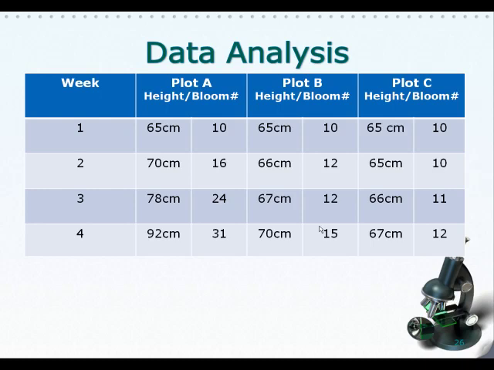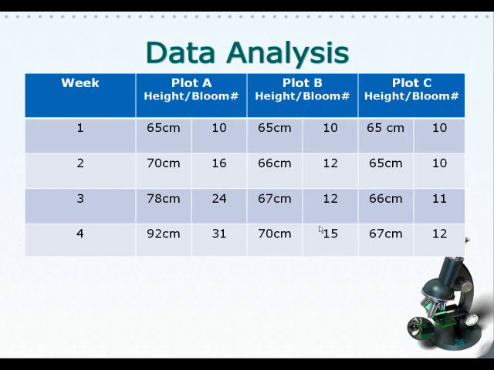In plot A, the bloom number increased from 10 to 16. In plot B, the bloom number increased from 10 to 12. In plot C, the bloom number did not change. Let's look at week 3.